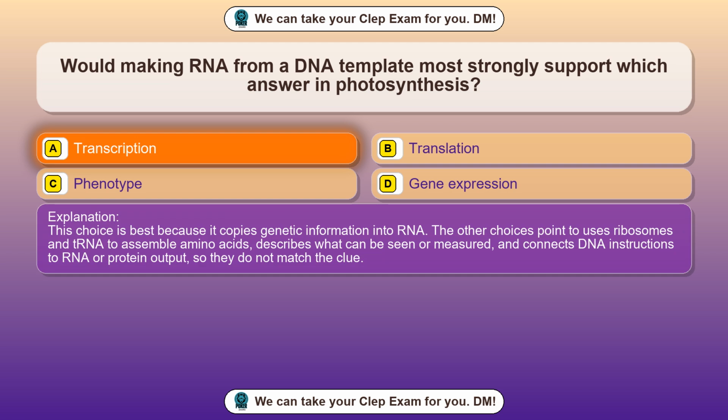This choice is best because it copies genetic information into RNA. The other choices point to uses ribosomes and tRNA to assemble amino acids, describes what can be seen or measured, and connects DNA instructions to RNA or protein output, so they do not match the clue.